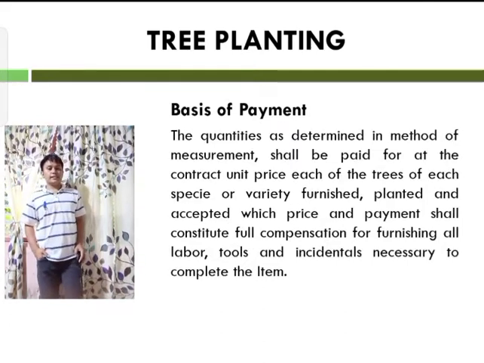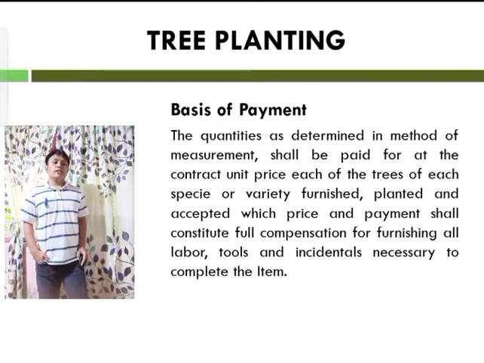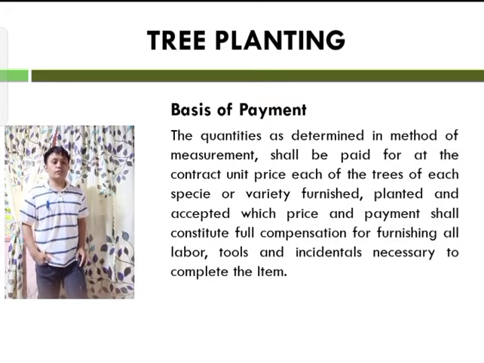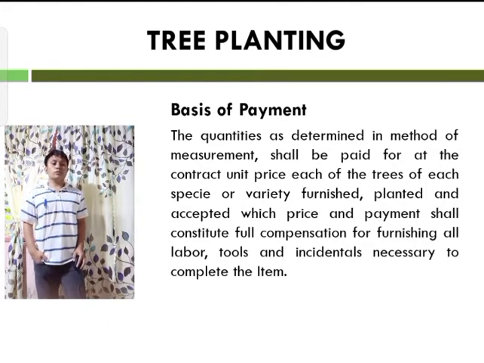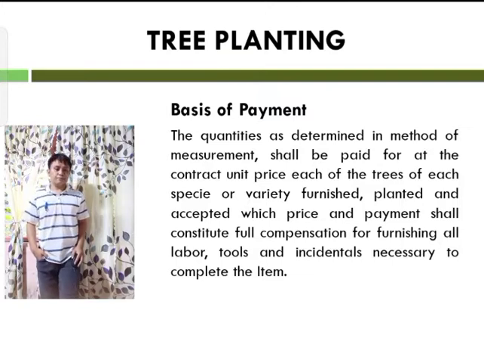Next is the basis of payment. The quantities as determined in the method of measurement shall be paid for at the contract unit price of the trees of each species or variety furnished, planted and accepted, which price and payment shall constitute full compensation for furnishing all labor, tools, and incidentals necessary to complete the item.